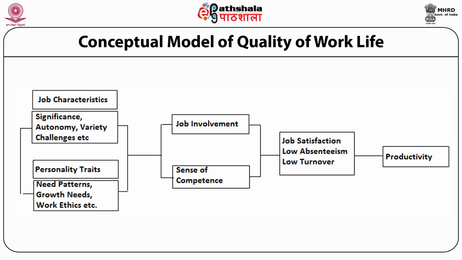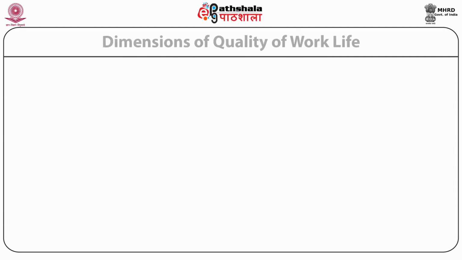The next model is job performance. When an individual's job involvement, job satisfaction, and sense of competence increase, there is a rise in job performance. And last is productivity. When the level of job performance increases, the output per unit of input goes up. Thus, a match between job characteristics and productivity traits of employees generally results in higher productivity.